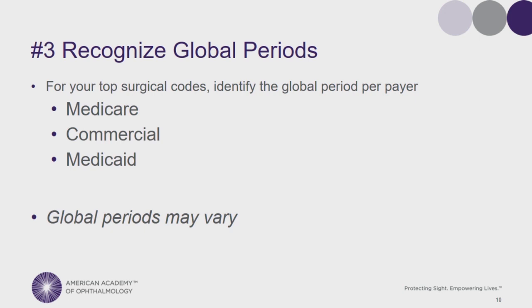The third action item is to recognize global periods. We're talking about those surgical modifiers, and also office visit modifiers. We're talking about minor and major surgery, and global periods. That's why global periods are important to recognize. For your top surgical procedures in your practice, identify the global periods, not just for Medicare. We're talking about payer rules. Not all payer rules are the same, but also your commercial and your Medicaid products. Medicare may have global periods, but commercial payers may have different global periods. I've even been in states where Medicaid has a whole other different global period. So global periods may vary.